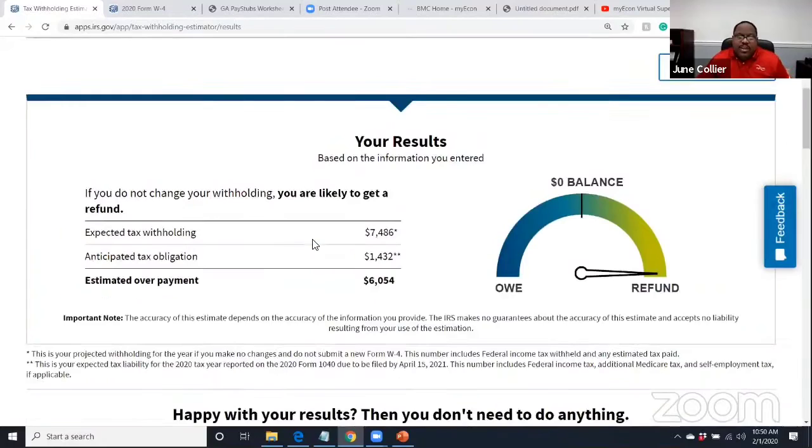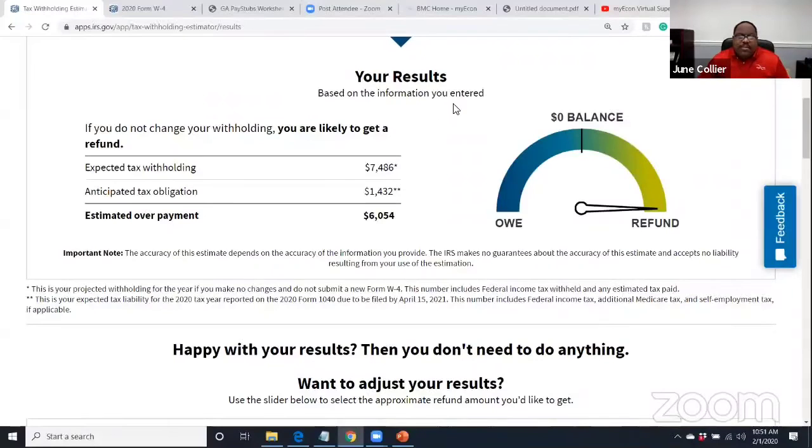So now we get the results. And here's what it just says. Based on the information you entered, if you do not change your withholdings, you are likely to get a refund. So the expected tax withholding, this is what they're going to overpay the government, or they're going to pay the government if they don't change their W-4. They're going to pay the government over the next year $7,486 in taxes. However, they're only supposed to owe the government $1,432. That means that they're going to overpay by $6,054.